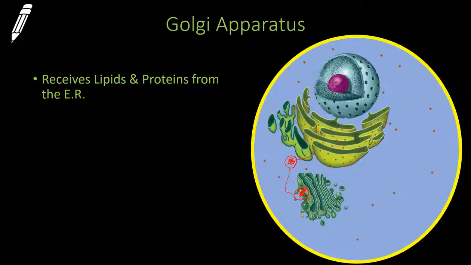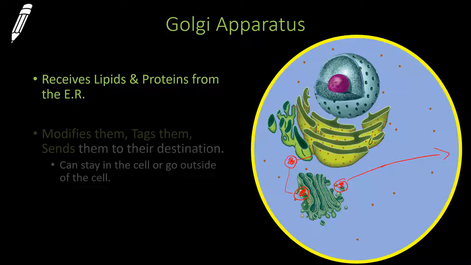What the Golgi apparatus is going to do is modify the protein, add the final touches to it, and put a tag on it. That tag is basically saying this protein needs to go to this location. It's kind of like a mailing address for where that protein needs to go. Then the protein will come out on the other side. That protein could be embedded in the membrane, it could stay inside of the cell, or it could go to a different cell.